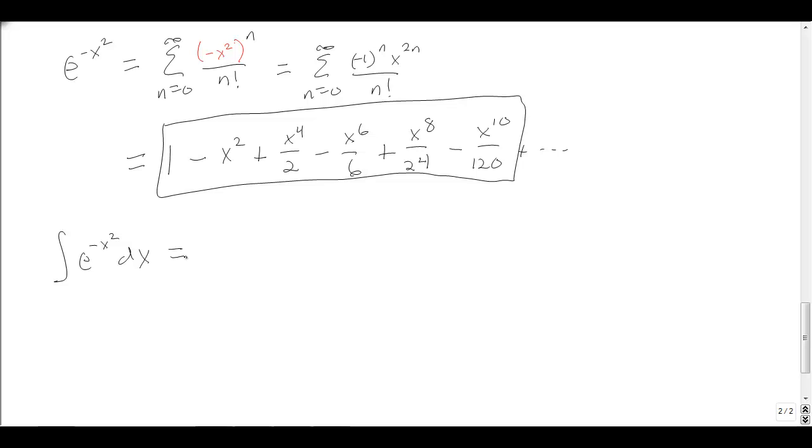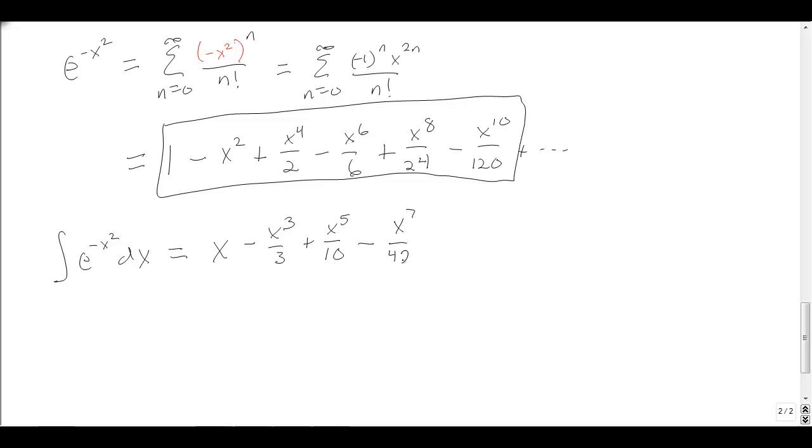Well, how am I going to do that? I don't know how to. You could try some substitution here, but it's just not going to work. But if you have a power series for e to the negative x squared, you can just integrate these terms term by term. So the antiderivative of 1 is x. The antiderivative of x squared is x cubed over 3. The antiderivative of x to the 4th over 2 is x to the 5th over 2 times 5, that's 10. Minus the antiderivative of x to the 6th is x to the 7th over 7.